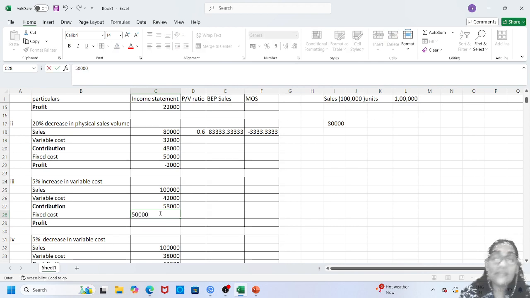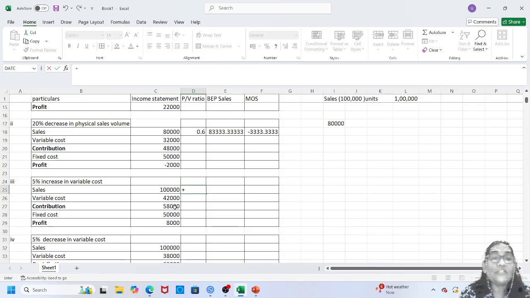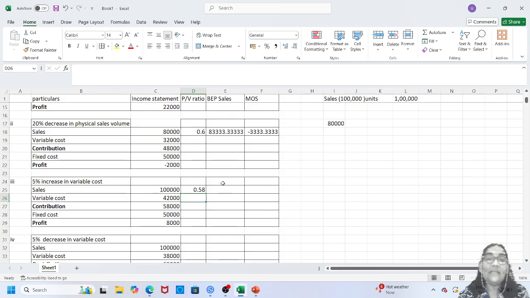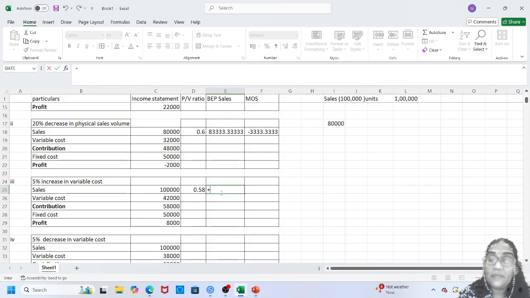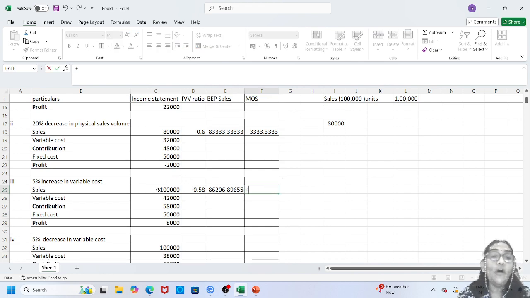Fixed cost is the same, 50,000, and profit will be contribution minus the fixed cost, that is 8,000. Now check out what is the impact on the PV ratio. Because the variable cost has changed, there will be a change in the PV ratio as well, which will now be 5.8. Because there is a change in the PV ratio, your BEP will also change, which will now become 86,206, and so will your margin of safety, right?